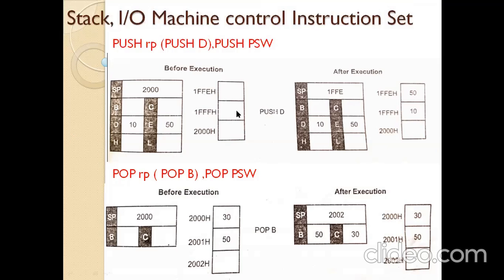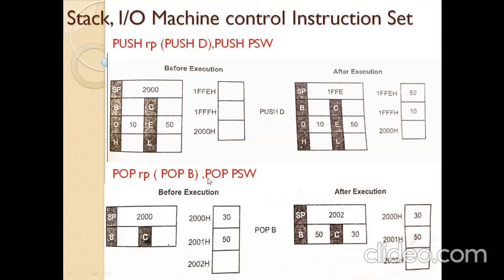Before execution, this is the stack. The stack pointer value is 2000. D value is 10. E value is 50. Push D. So what will happen means, it will get decremented 1 time. I'm storing the D register data. Once again it will decrement and it will store the E register data, and the current address will be pointed out by the stack pointer.